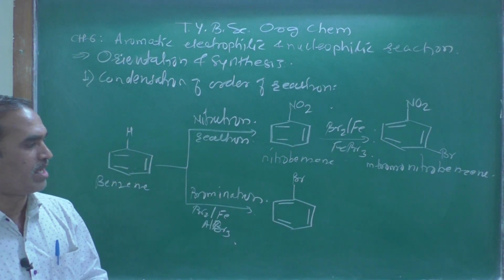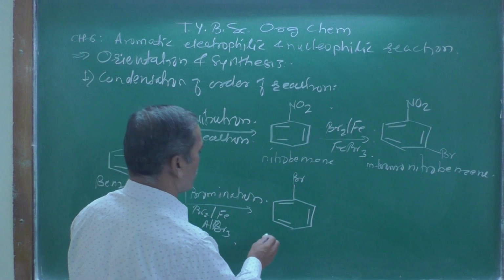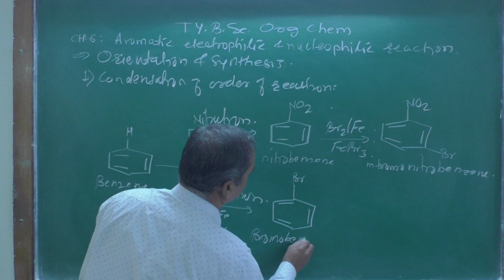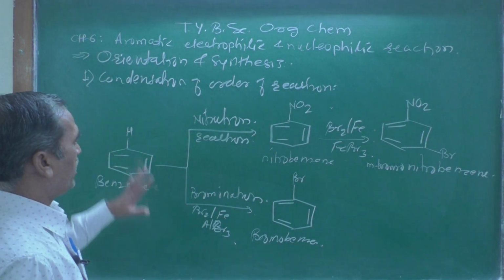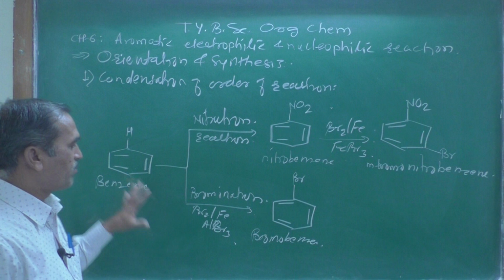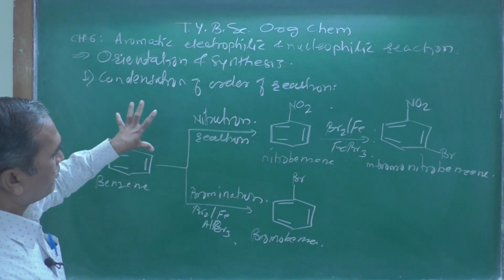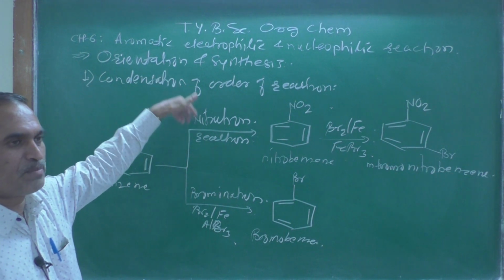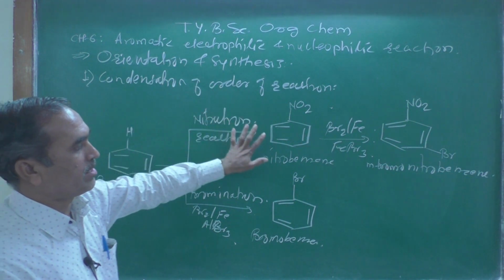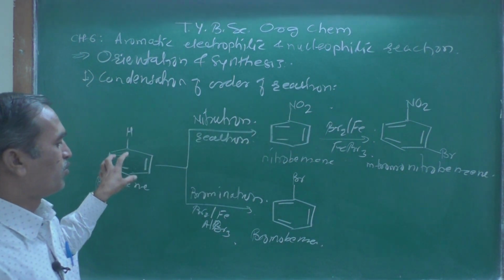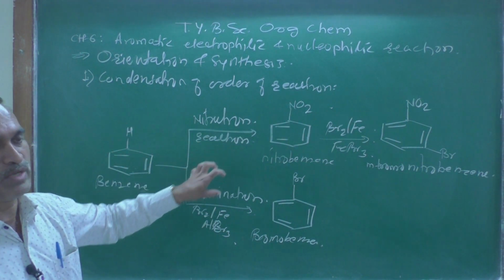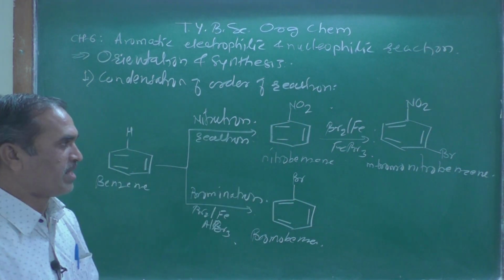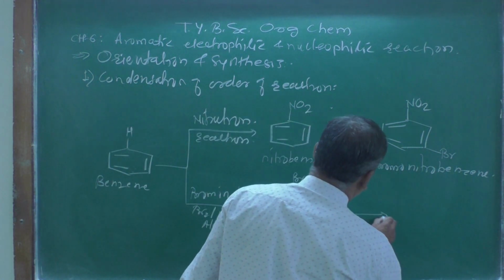bromobenzene. What product are we getting? We are getting bromobenzene over here. Look at this. We took benzene as the starting material, and if the first step is nitration, we get nitrobenzene. If we carry out bromination first, we get a different product, bromobenzene, and the next step is nitration.